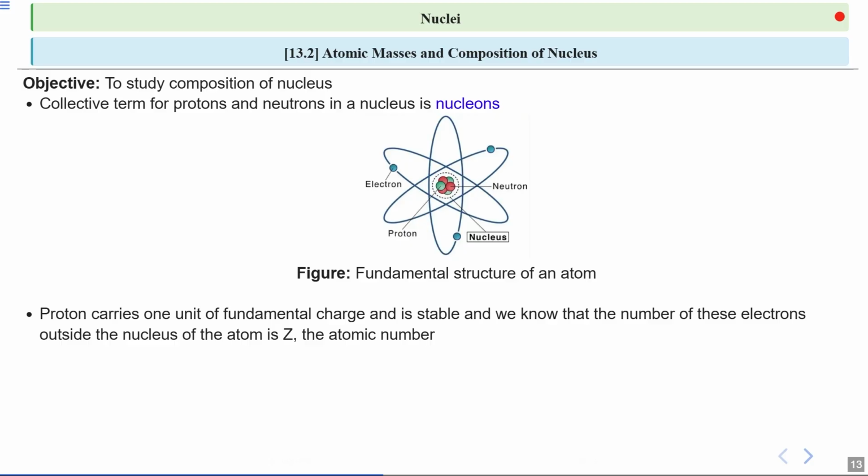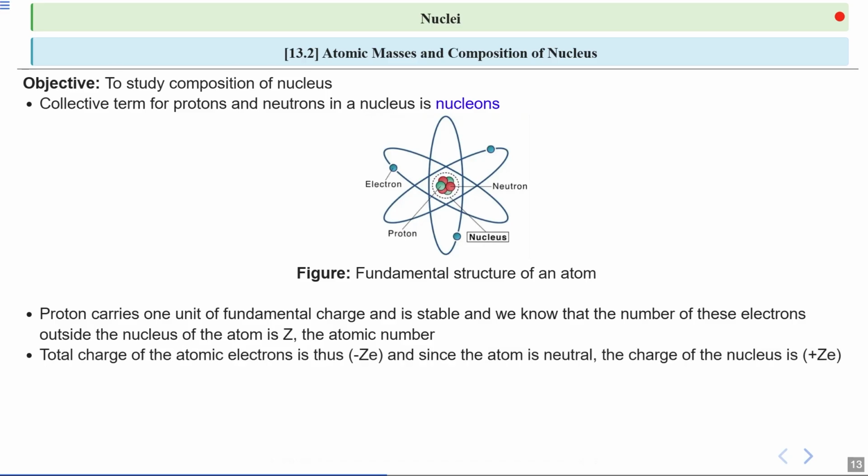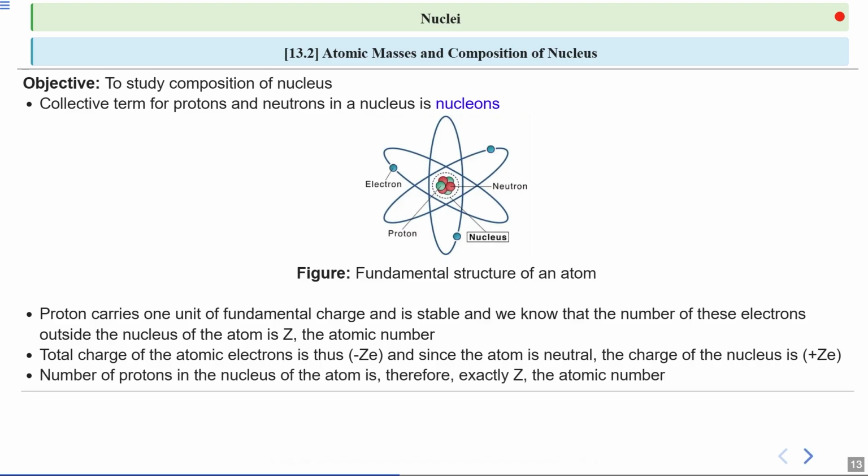A proton carries 1 unit of fundamental charge and is stable, and we know that the number of electrons outside the nucleus of the atom is Z, the atomic number. If we add up the charges, the total charge from all the electrons is negative Z times E, that is minus ZE, where E is the elementary charge. Since atoms are neutral overall, the nucleus must have a total charge of plus ZE to balance out the charge of electrons. So the number of protons in the nucleus is exactly Z, which is the atomic number. This means the atomic number not only tells how many protons are in the nucleus, but also determines the identity of the element.